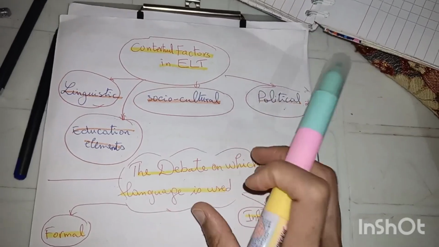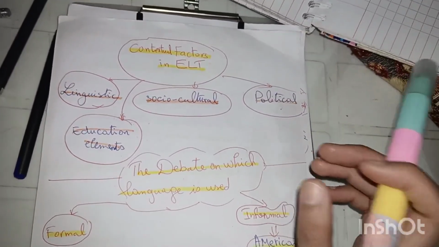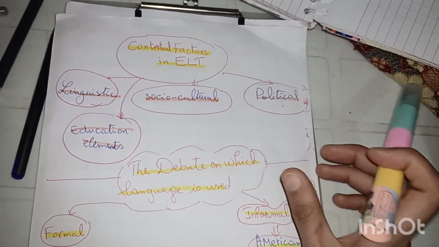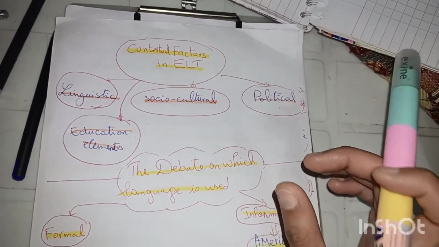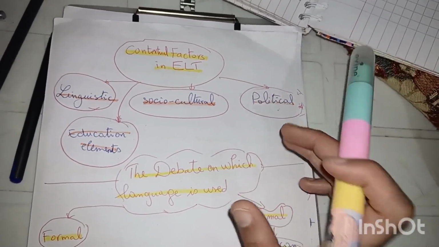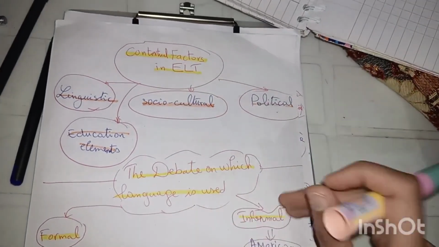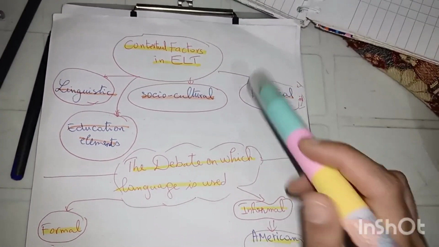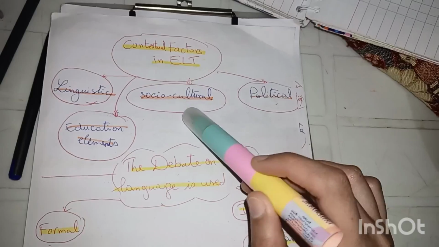Another one is education elements. Certain elements in education are needed, yet they affect the way I teach English. The way I teach you English is different from the way someone else teaches you English. That's it. And we have social-cultural effects.